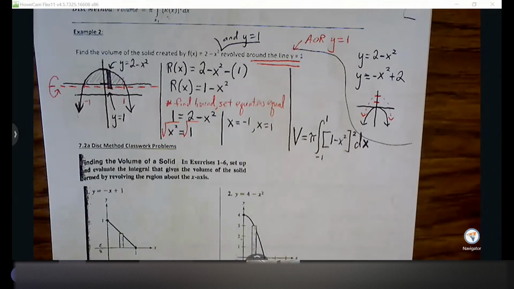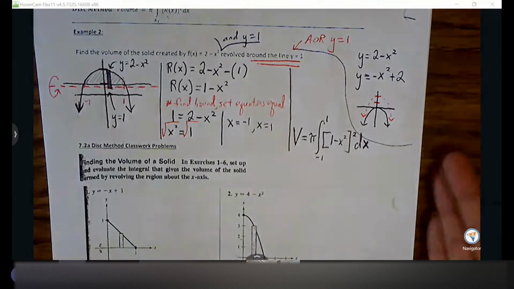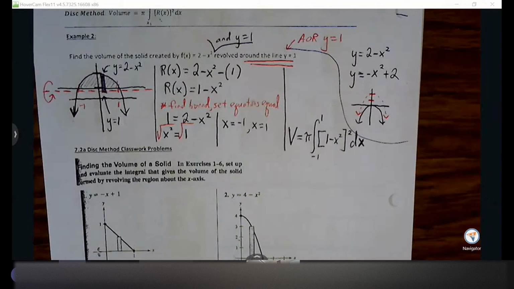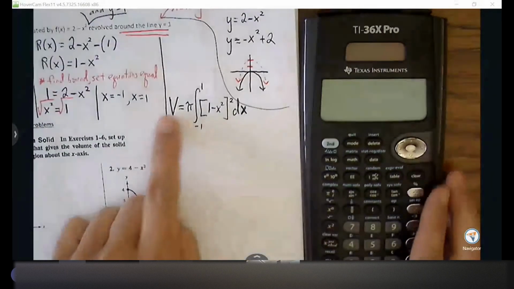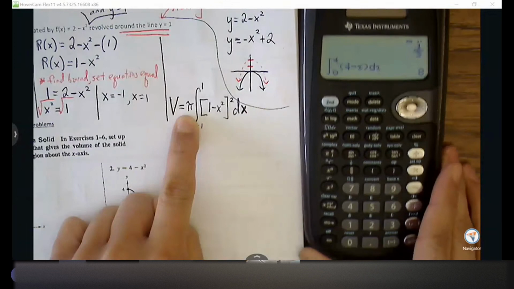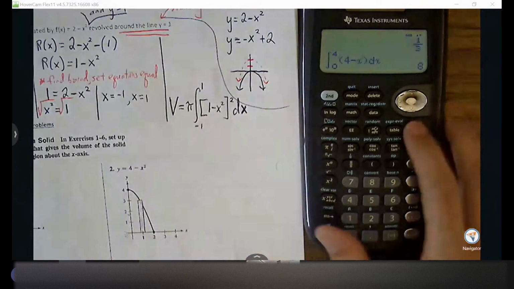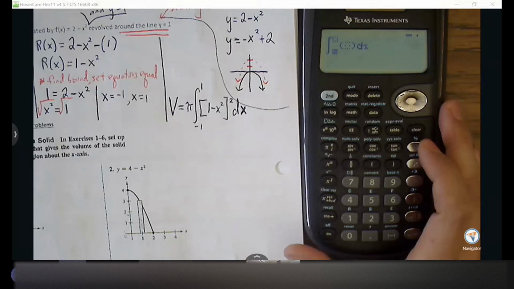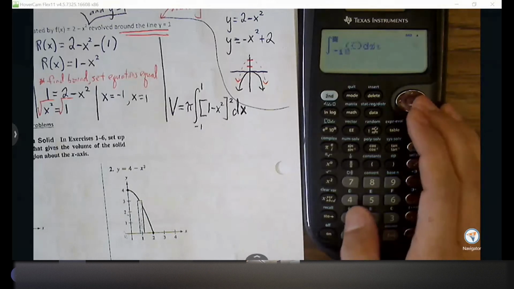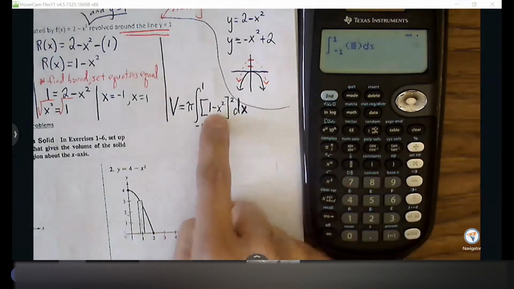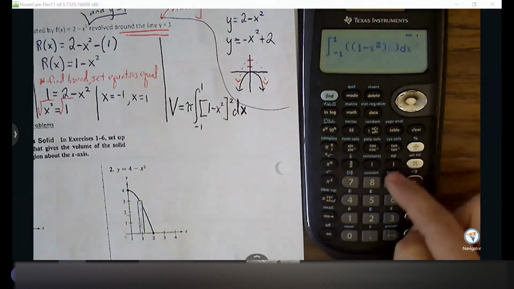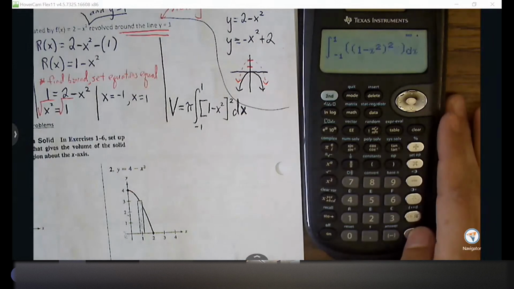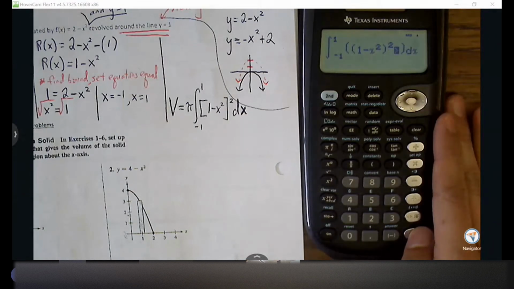And I mean, we could do this by hand. We could FOIL this out, but let's just practice entering this into our calculator. So I'll show the 36 Pro first, and I'll move on to the 84. Okay, don't enter pi into the calculator because we want to achieve exact value. So we'll start with the integral. We're going to go from -1 to 1. Parentheses, 1 minus x squared. Close parentheses, and then we're going to square the expression. Okay, hit enter.